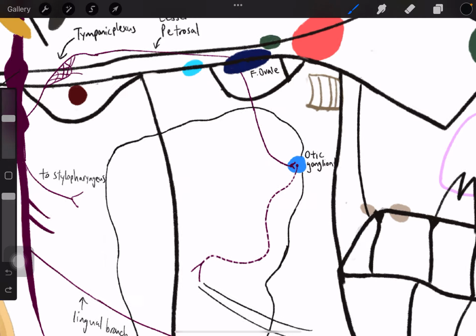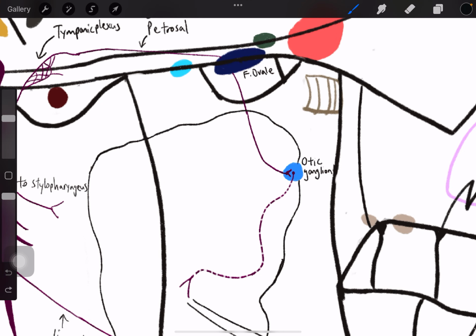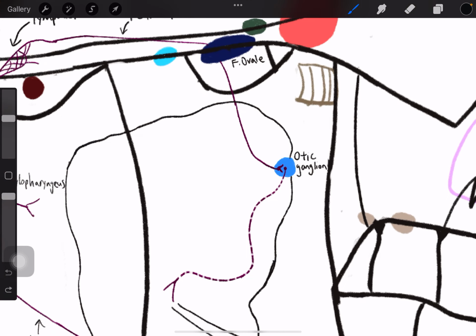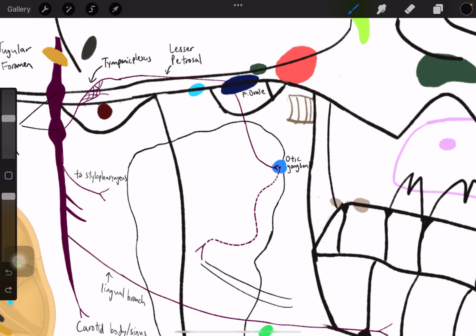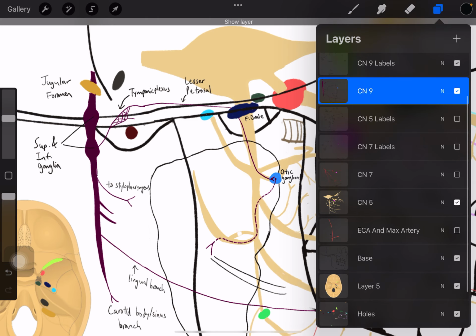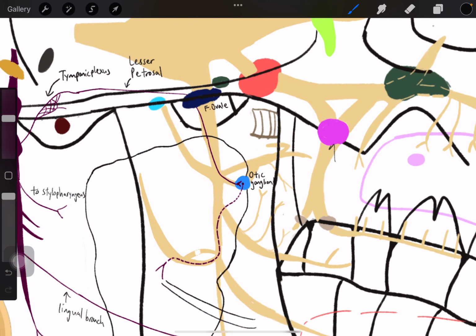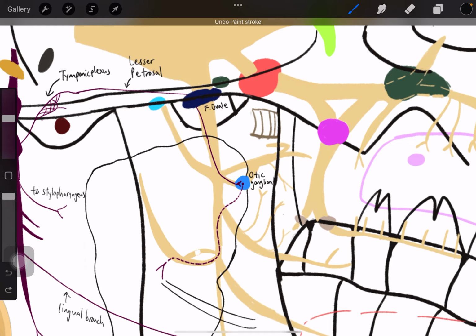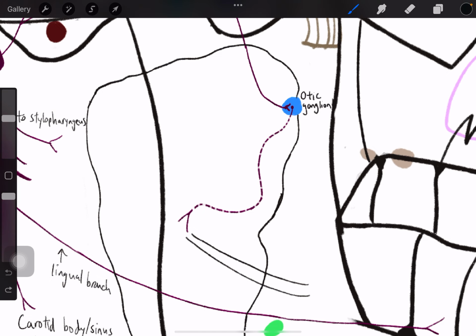Okay. So from foramen ovale, the lesser petrosal will eventually reach the otic ganglion. The otic ganglion exists in the infratemporal fossa, and the infratemporal fossa is lateral to the pterygopalatine fossa. So if I bring back up cranial nerve 5, the purple ganglion, the pterygopalatine fossa. So this is supposed to be more lateral to the pterygopalatine fossa. Okay. Taking away the cranial nerve 5 stuff, we go back to cranial nerve 9.